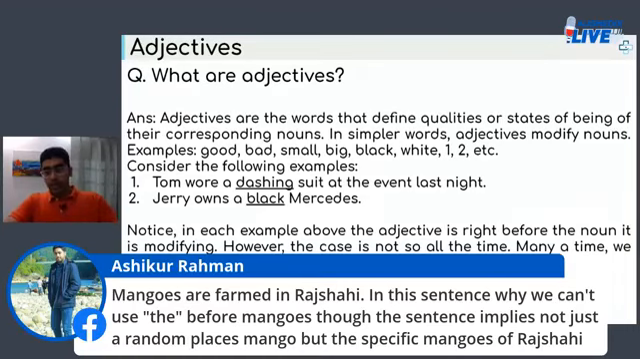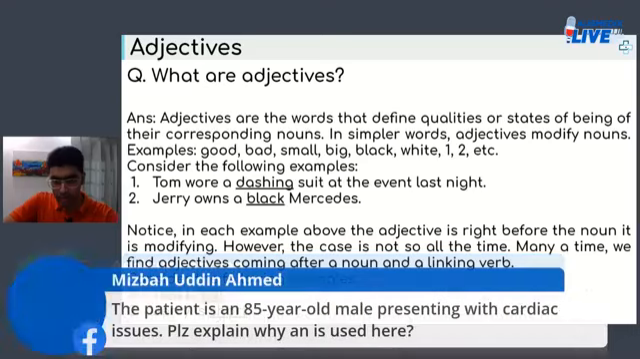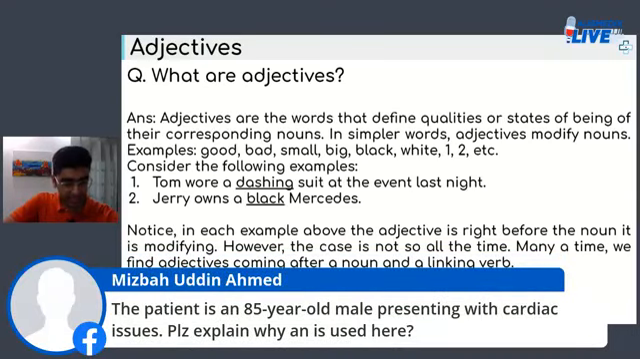Okay. All right. We have another question here by Misbah-uddin Ahmed. He's asking, the patient is an 85-year-old male presenting with cardiac issues. Please explain why is an used here? You mean to say why do we prefer an, the indefinite article an before 85-year-old, right?